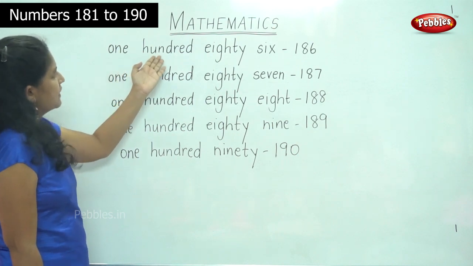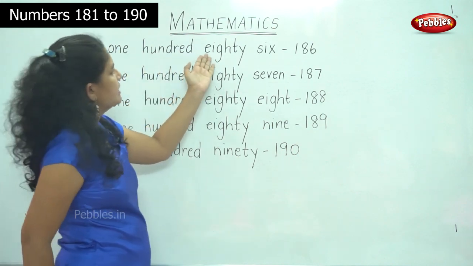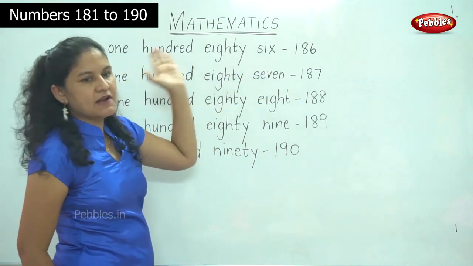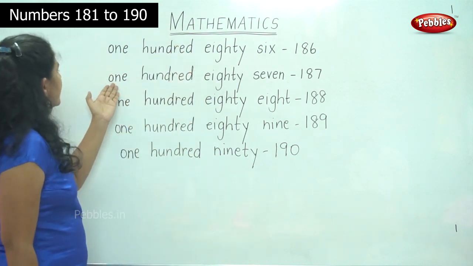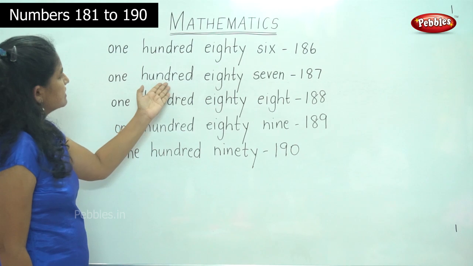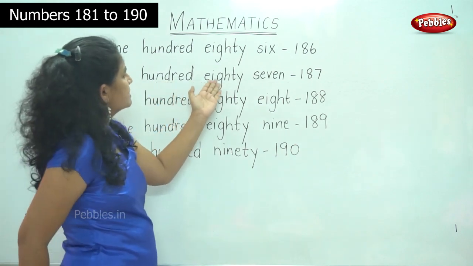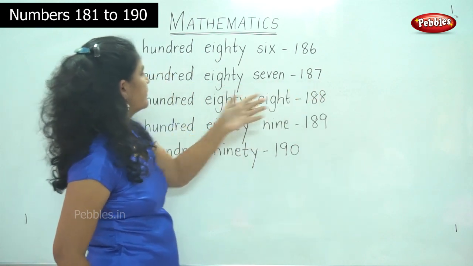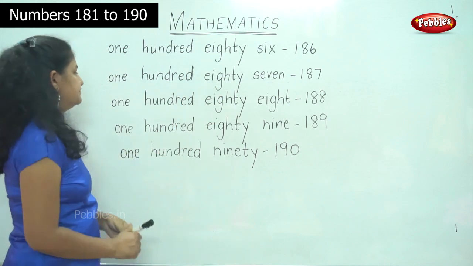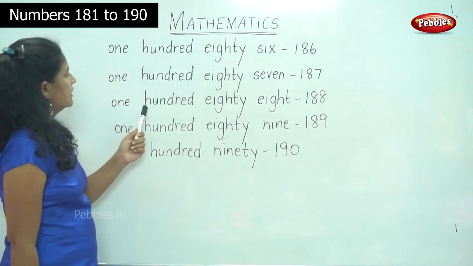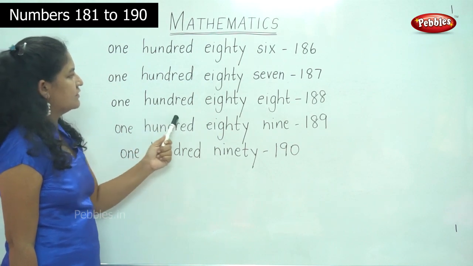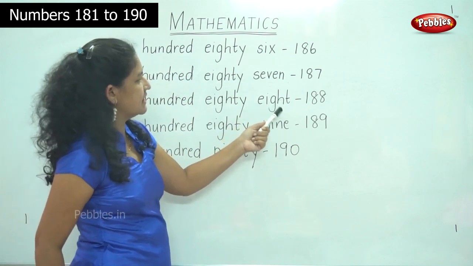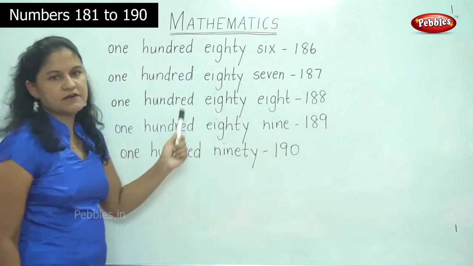O-N-E, 1, H-U-N-D-R-E-D, 100, E-I-G-H-T-Y, 80, S-I-X, 6, 186. O-N-E, 1, H-U-N-D-R-E-D, 100, E-I-G-H-T-Y, 80, S-E-V-E-N, 7, 187. O-N-E, 1, H-U-N-D-R-E-D, 100, E-I-G-H-T-Y, 80, E-I-G-H-T, 8, 188.